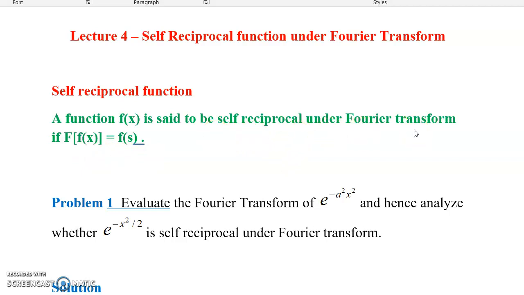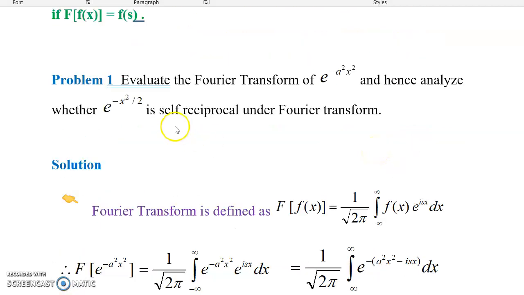Now let us go to an example problem. Evaluate the Fourier transform of e power minus a squared x squared and hence analyze whether e power minus x squared by 2 is self-reciprocal under Fourier transform. Now this is the problem. So there are two parts here. One is we need to evaluate the Fourier transform of this function, and then we need to analyze, using the final answer we obtain here, whether this is a self-reciprocal function.